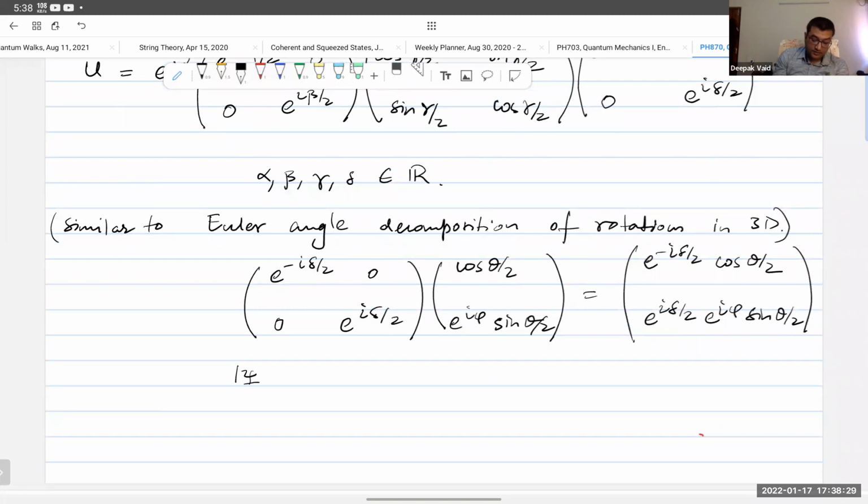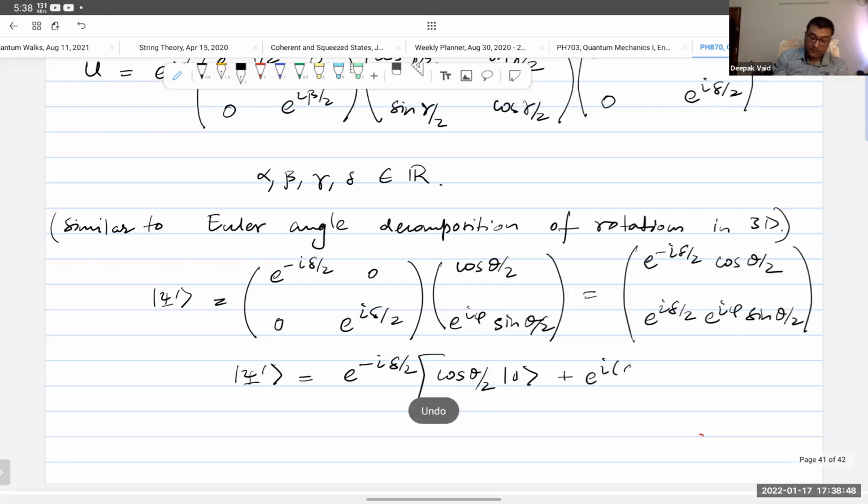I'll call this psi prime. Again, we can take a factor of e to the minus i delta by 2 out of the state. I can write it as cosine theta by 2 plus e to the i (phi plus delta) sine theta by 2, 1.